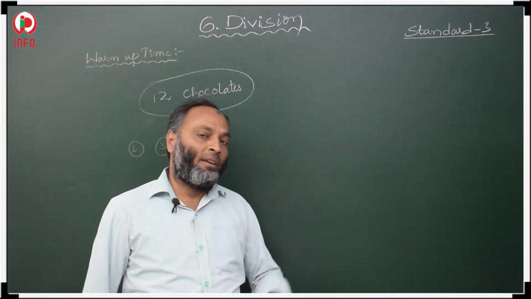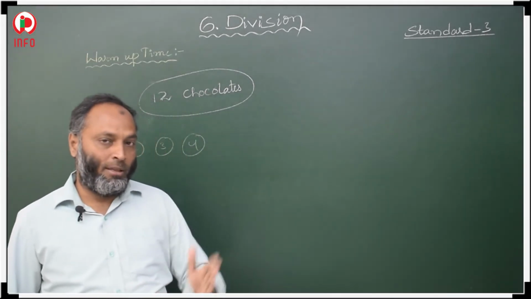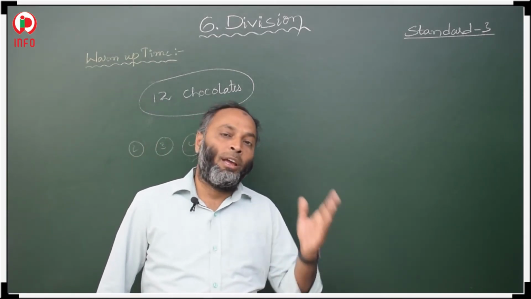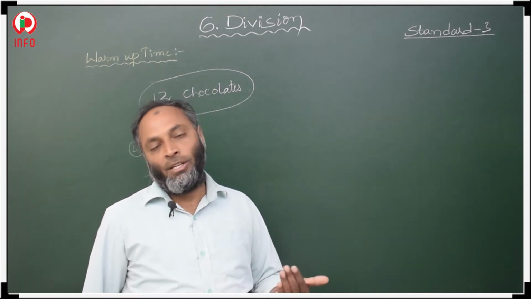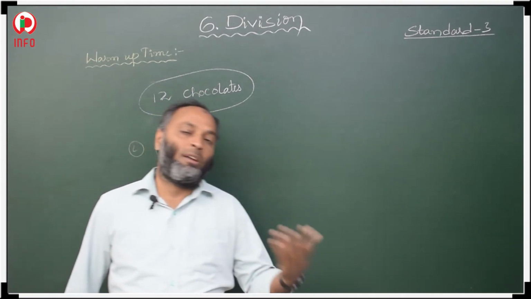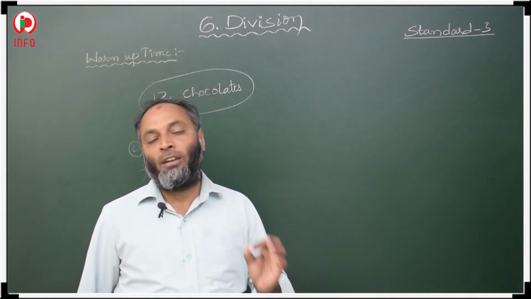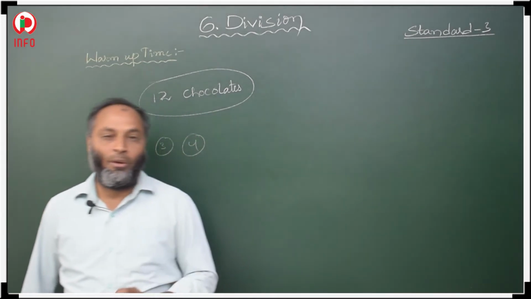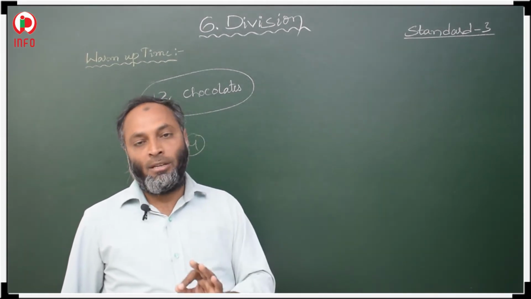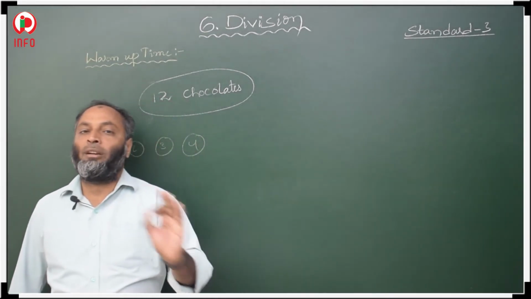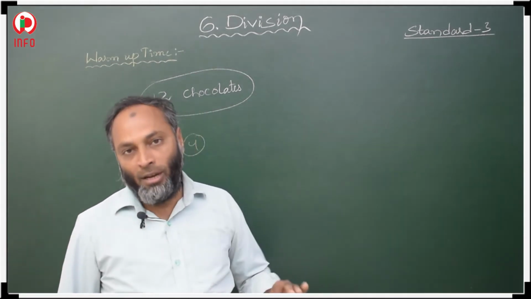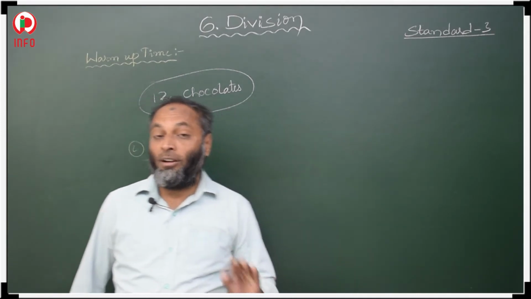She wants to distribute evenly. What method does she have to follow? If you know division, then you can easily know how to distribute equally among her friends. Division means equally distribute. Whenever divide comes, that means distribution. So, we have to distribute equally. This is the definition of division.